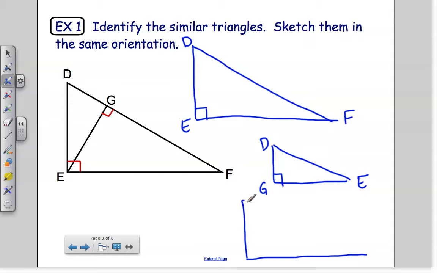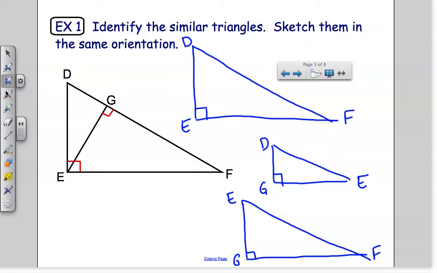Trying to make these approximately the size they actually are. Now, if this triangle G was the right angle, and E was the shorter leg, and F would be this vertex out here. So again, imagining this one, you'd have to flip and make this right angle vertex go down, as it did here. So we sketch them in the same orientation. Now I have to identify the similar triangles, so I'll do the same thing I did before.